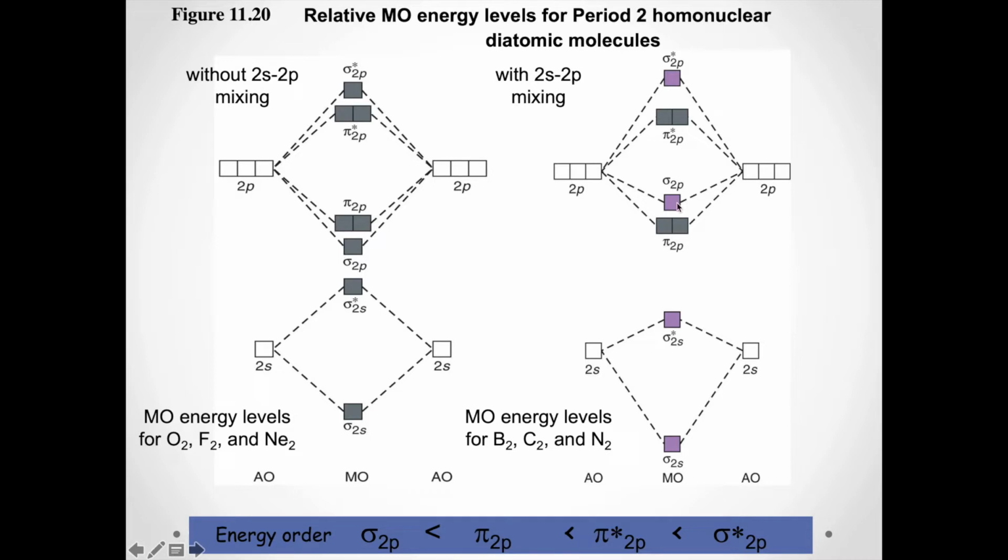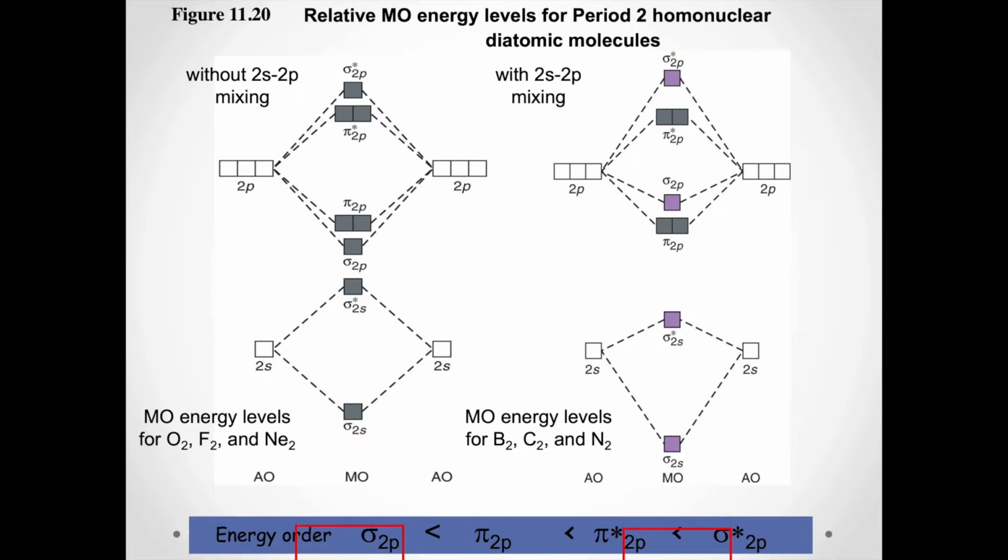While for this one, where we have the sp mixing, it is pi 2p, sigma 2p, pi star 2p, and also sigma star 2p. Other than that, this is where we have large molecules, while this one we have small molecules. As I said before, we have different arrangement at the 2p levels, as you can see here and also here. The general energy order for these two is sigma 2p, pi 2p, pi star 2p, and sigma star 2p.